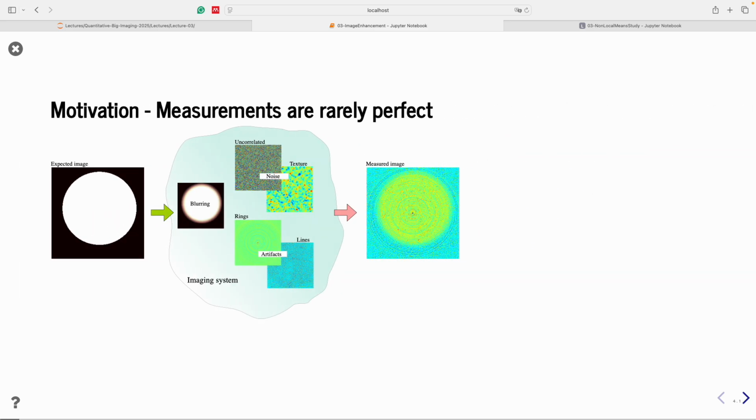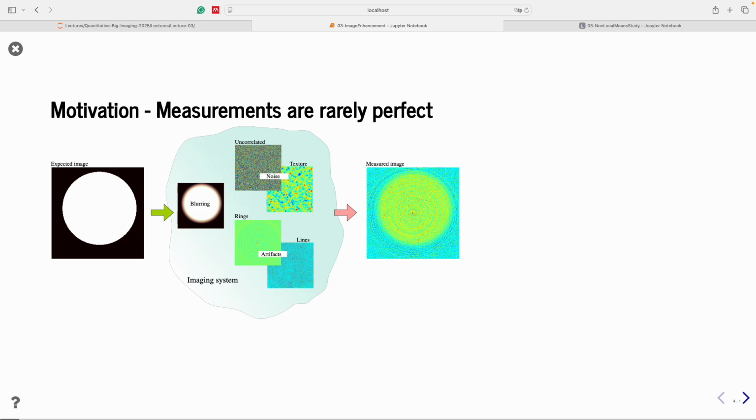So let's come to the motivation. When you do a measurement, actually any measurement, you always have something that comes in between that disturbs the signal that you want to see. The only way to get a perfect image is to produce it digitally in the computer, where you have ones and zeros. But otherwise, if you measure, you always have some distortion.